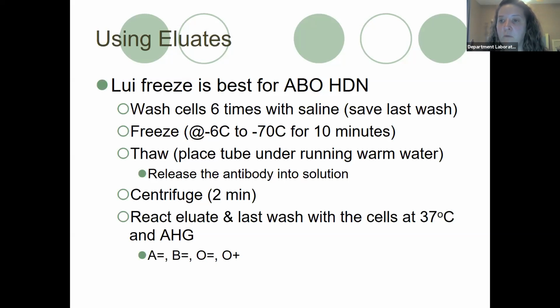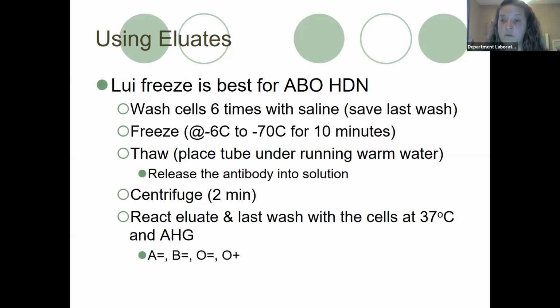freezer, and it can be a regular freezer anywhere from -6 to -70. The average temperature, usually in blood bank, we have a -18 freezer that we put it in for 10 minutes. All right, and you guys probably know what happens when you freeze cells, and then after that 10 minutes, you're going to run it under some lukewarm water. All right, those cells have been rapidly frozen, and now you're rapidly thawing them out. That will lyse the cells. All right, so the antibody that was attached to the cells is now unbound in our suspension.